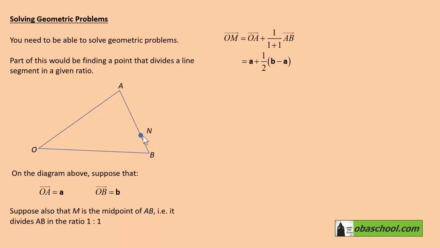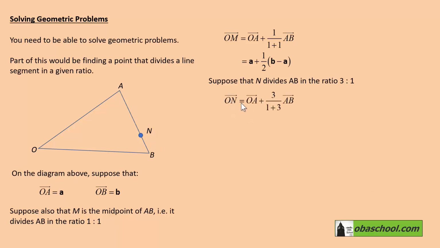Now take the point N. Suppose that N divides AB in the ratio 3 to 1. So there's 3 parts here and 1 part here. So there's 4 parts altogether. In other words, this is 3/4 and this is 1/4. And that's how we get the ratio 3 to 1.